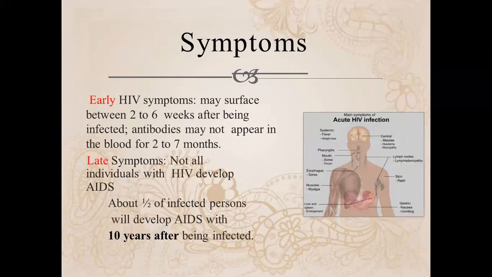Then signs and symptoms. Early HIV symptoms may appear between 2 to 6 weeks after being infected. Within 2 to 6 weeks of being infected, the individual will produce antibodies, which may not appear in the blood for 2 to 7 months. Late symptoms: individuals with HIV develop AIDS. Not all individuals; about half of the infected persons will develop AIDS within 10 years after being infected.